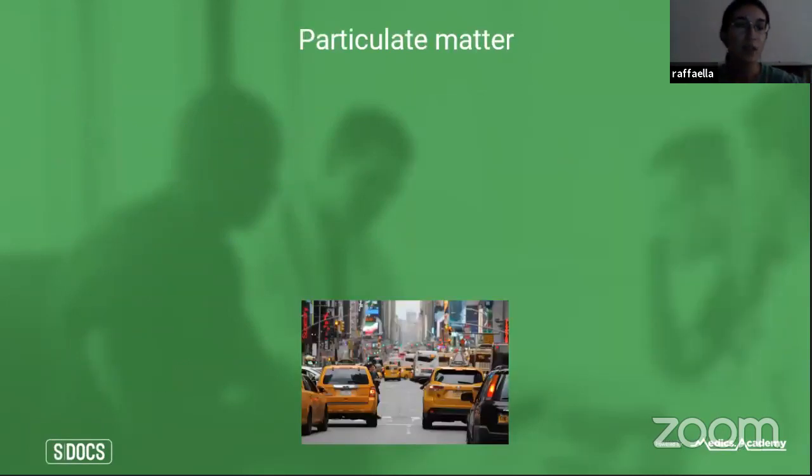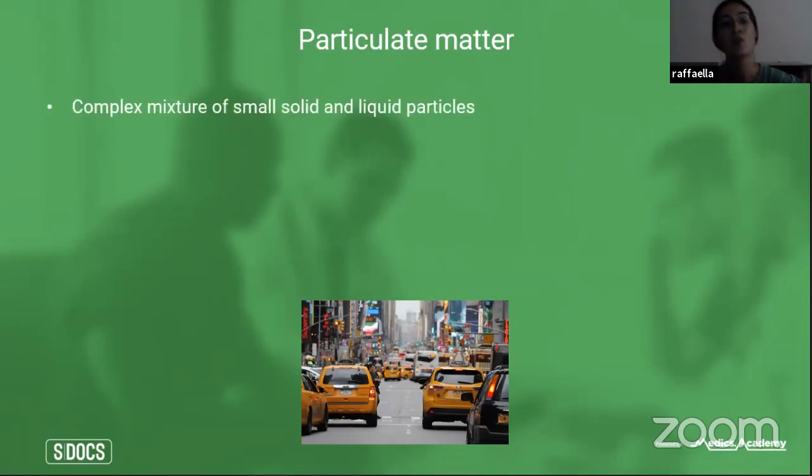Particulate matter is another important air pollutant. And this is a complex mixture of small solid and liquid particles suspended in the air. There are different types classified according to diameter of the particles. And one of the most dangerous ones is PM 2.5, which means it is 2.5 microns in diameter. And because it's so small, it can penetrate and lodge deep inside the lungs, entering the bloodstream.